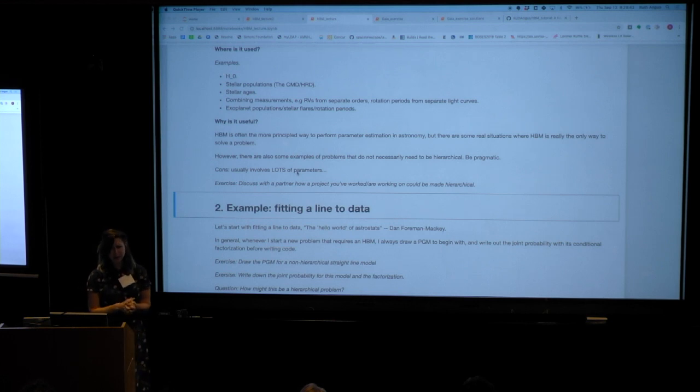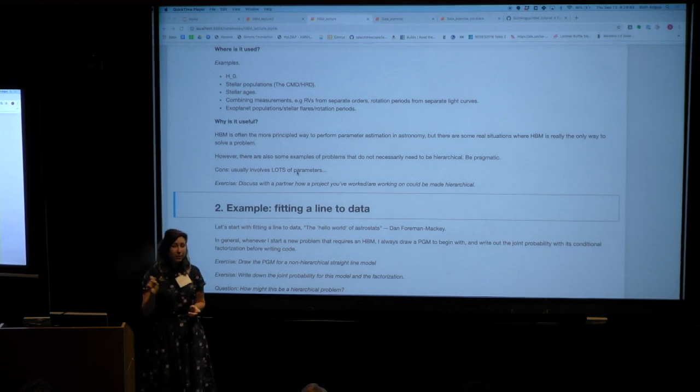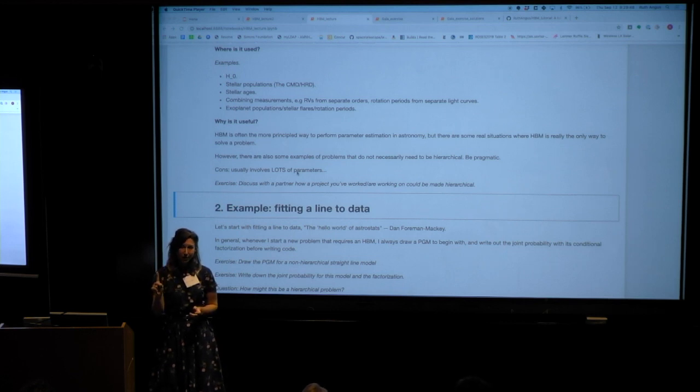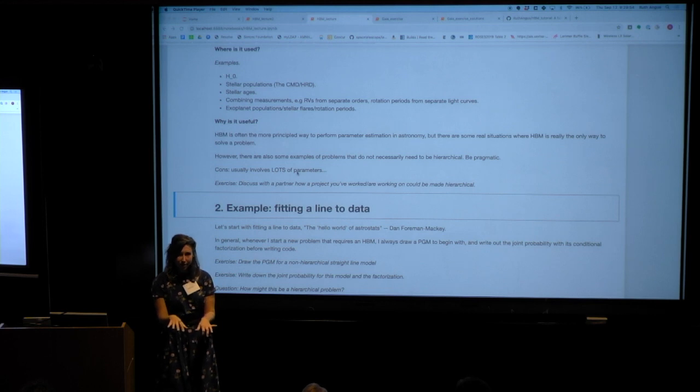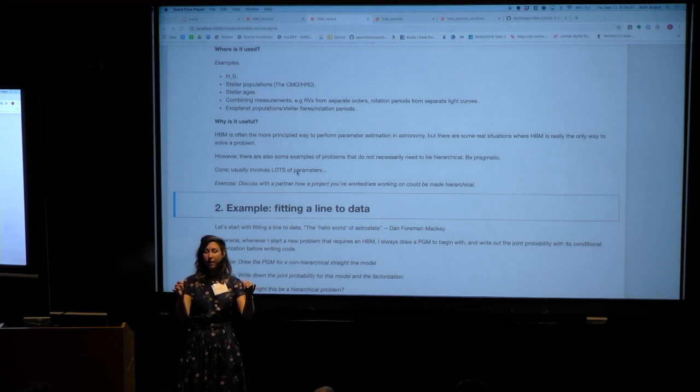Another way to look at a hierarchical model would be where you have per object parameters and population parameters. So in the case of the stellar ages, you have per object parameters because each star has an age, and you have population parameters because each age relation has parameters which describe the whole population.